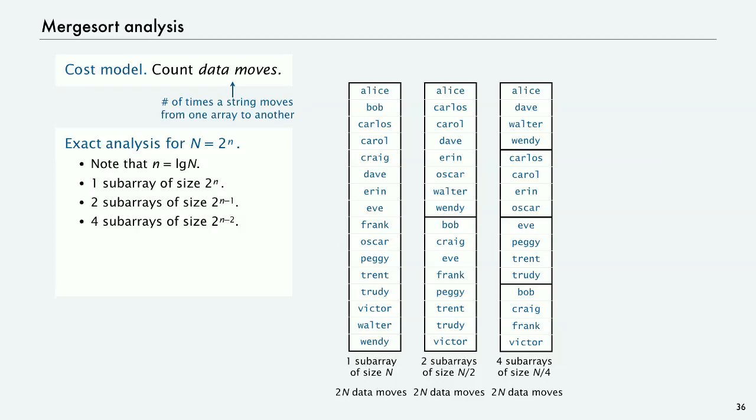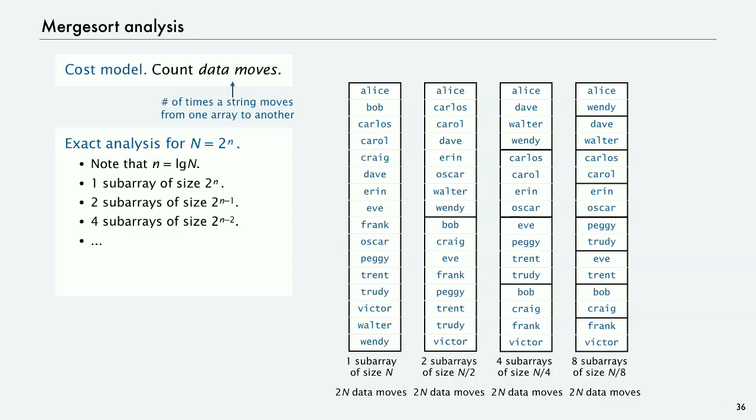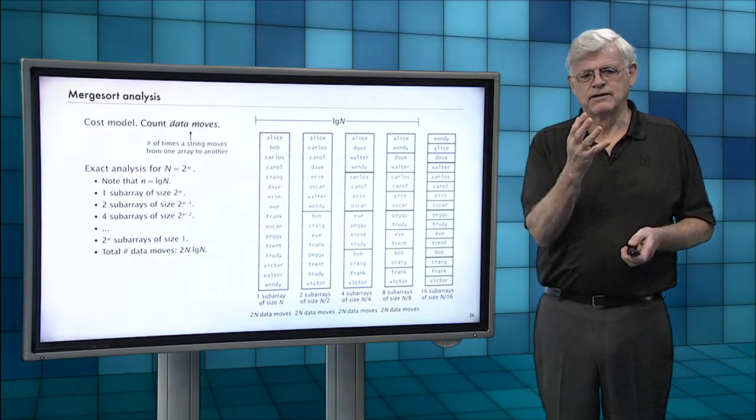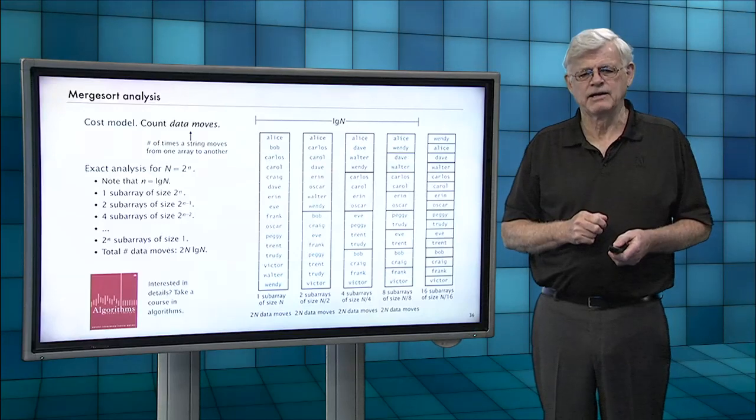And that's true for each subarray, but if we do it for 2 subarrays, then it's going to be 2N data moves total for both of those subarrays. And going all the way, every time, the total number of data moves for all arrays of that size is going to be 2N. So that means the total number of data moves is 2N times little n, because we have little n phases counted by the subarray size, which is log of big N. So the total number is 2N log of big N. That's a quick way to see that the running time of merge sort is proportional to N log N.